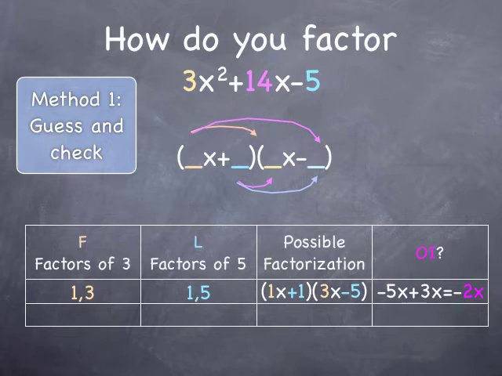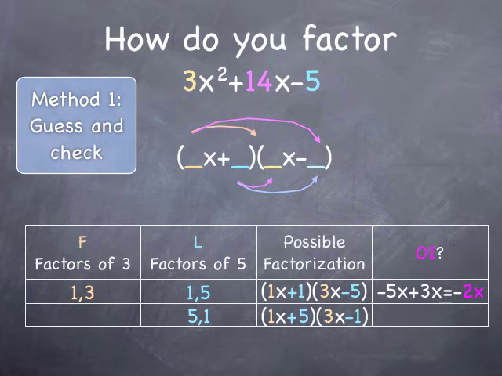I need to go back and look at the factors of 3 and the factors of 5 and try rearranging some of those to give me a different factorization. What I'm going to do is leave the factors of 3 in place as they are. I'm going to leave the yellow numbers, but I'm going to switch around the blue numbers, the factors of 5. This will make my possible factorization look like this: 1x plus 5 times 3x minus 1. I just switched the 1 and the 5 in the factorization.